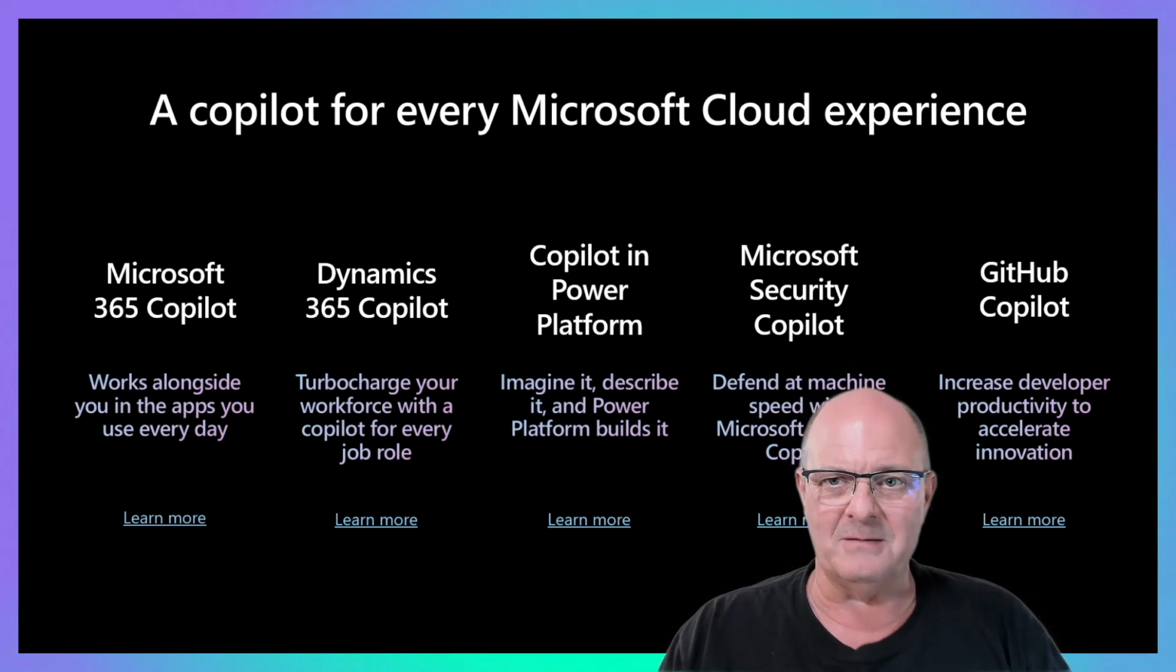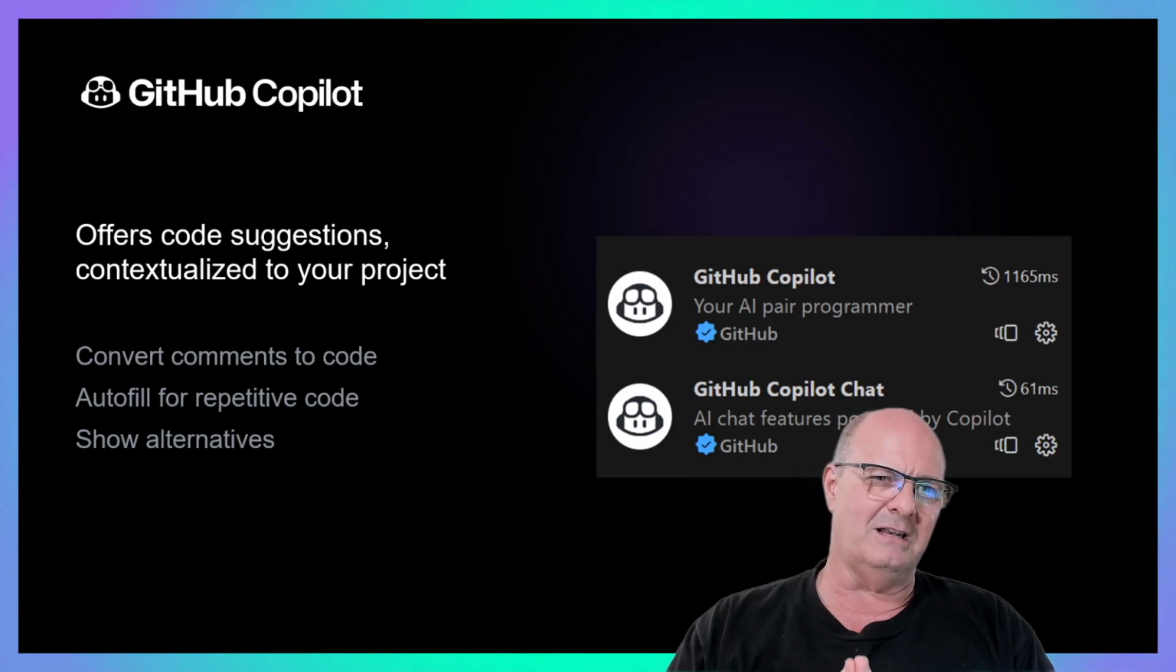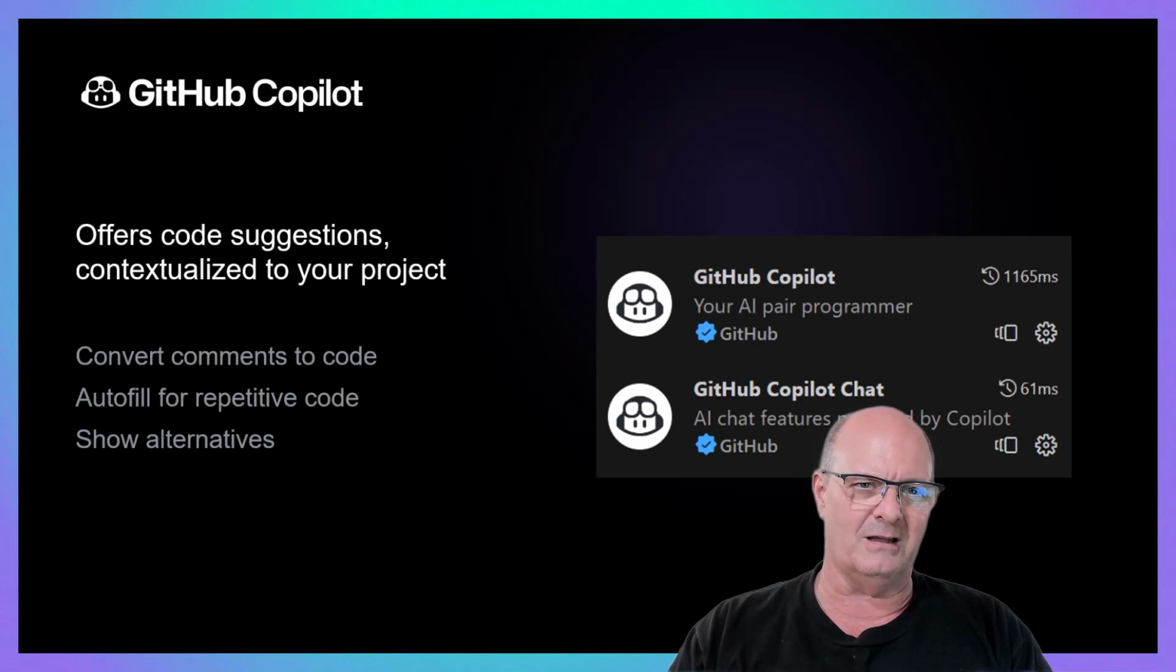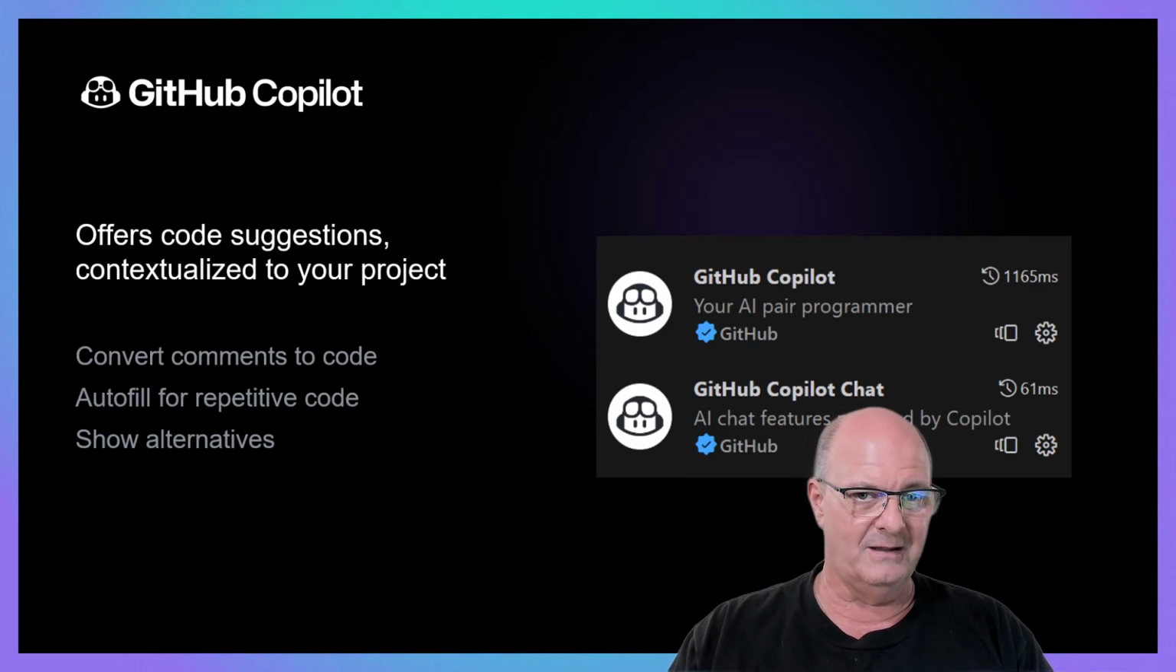Last but not least, today I'm going to be highlighting GitHub Copilot. So let's just dive into that. GitHub Copilot is really cool. It offers code suggestions contextualized to your project. There's Copilot and Copilot Chat. Copilot itself is basically sort of like an autocomplete, but you start typing, and it's really cool.